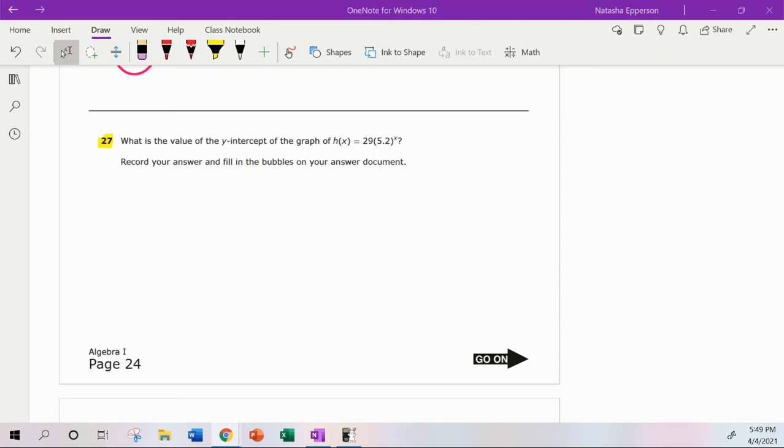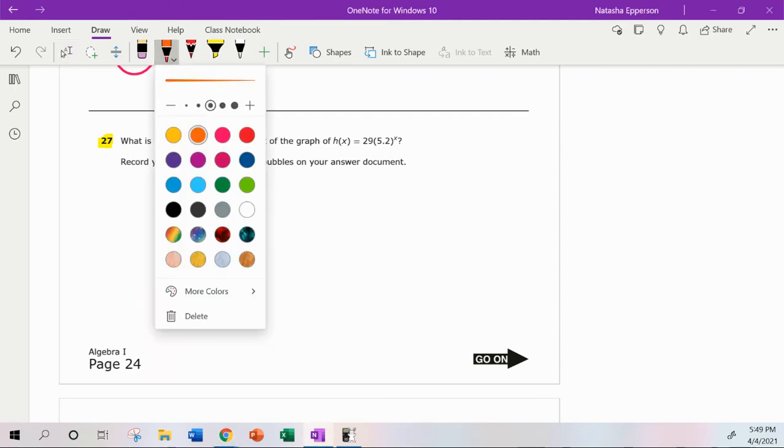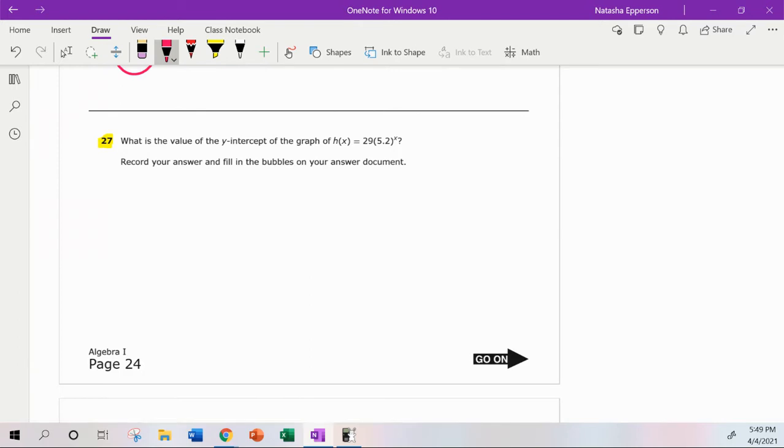Right, so on these questions, we're looking at question number 27 that says, what is the value of the y-intercept for the graph h of x equals 29 times 5.2 to the power of x? The y-intercept is always when x is equal to 0. So that means h of 0 is going to be equal to 29 times 5.2 to the power of 0.